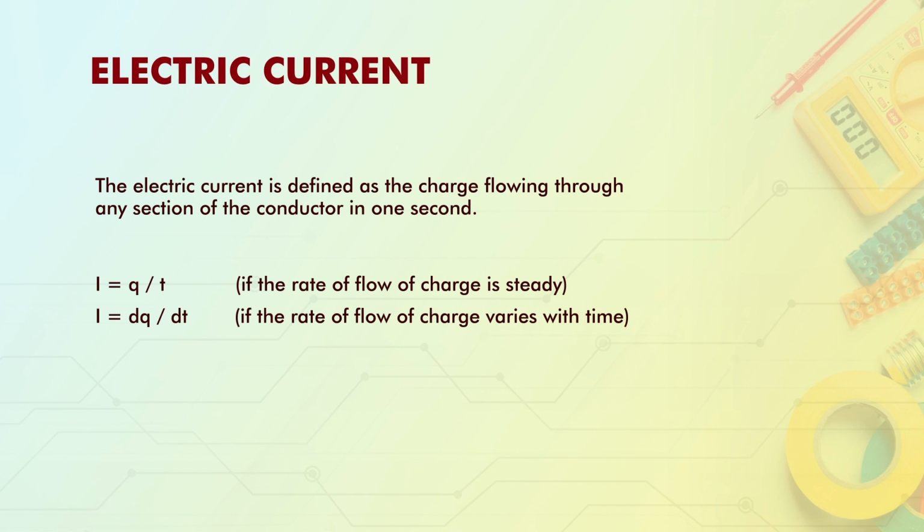I equals Q by T if the rate of flow of current is steady, and I equals dQ by dt if the rate of flow of current varies with time, where I is the electric current measured in amperes, Q is the charge passing through the cross section of the conductor during the time T, measured in coulomb, and T is the time taken for the charges to pass through the cross section.